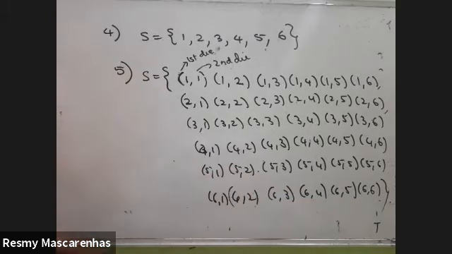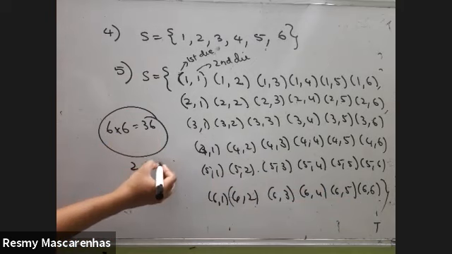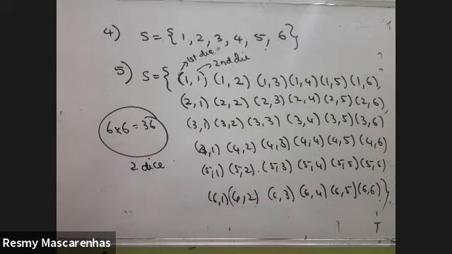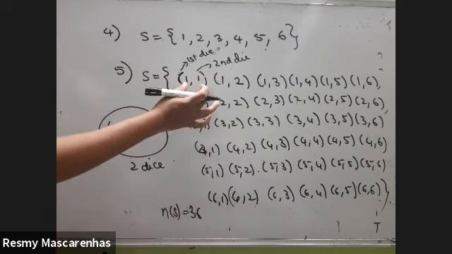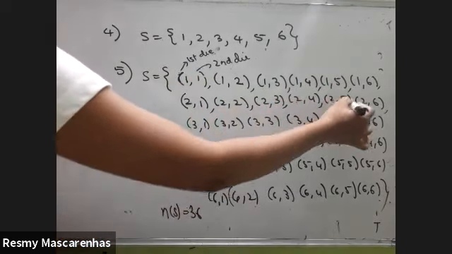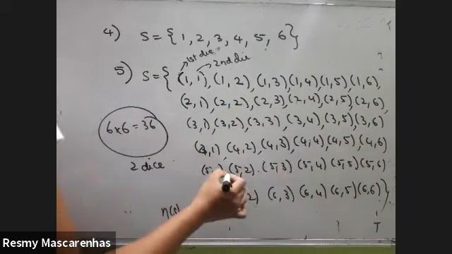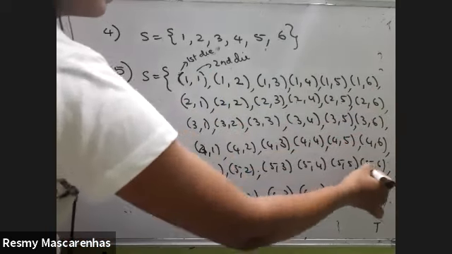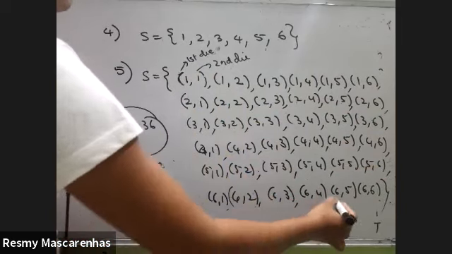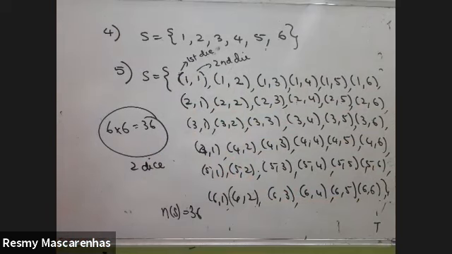So total how many combinations will you get? 6 into 6, 36 combinations for 2 dice. The n of S is 36 for this number of elements. So put a comma between each of them, after every element. Put a comma for every given thing. So all the 36 combinations can come if you throw 2 dice.